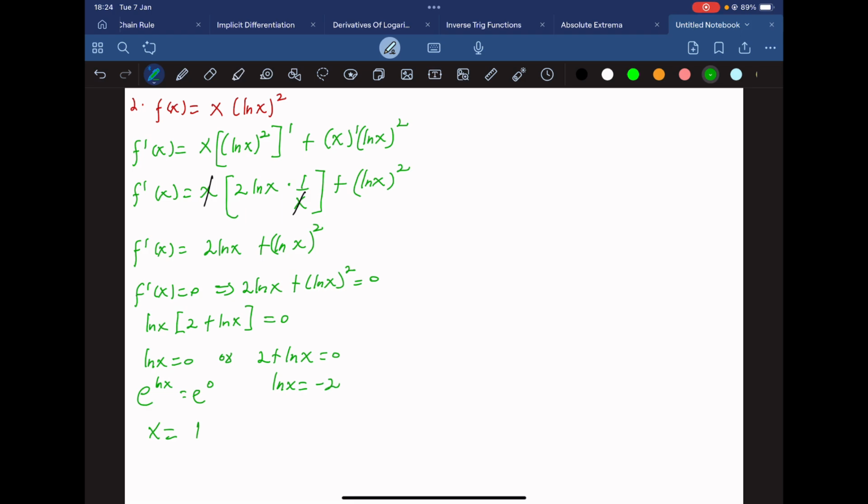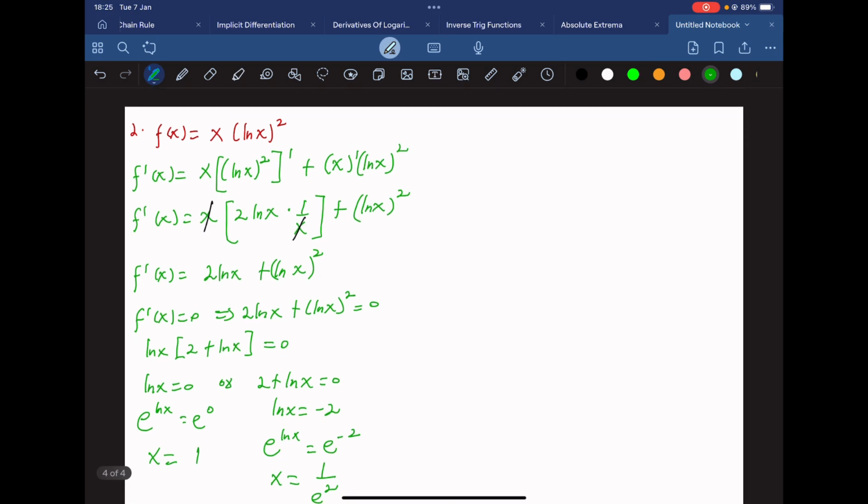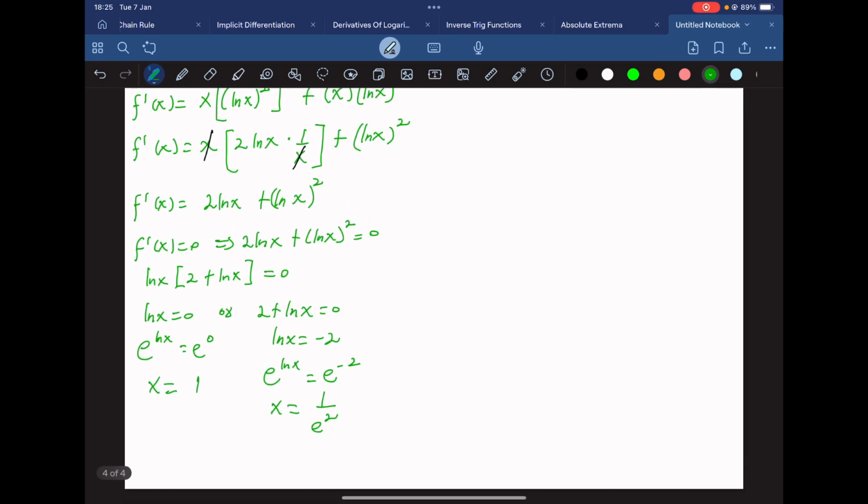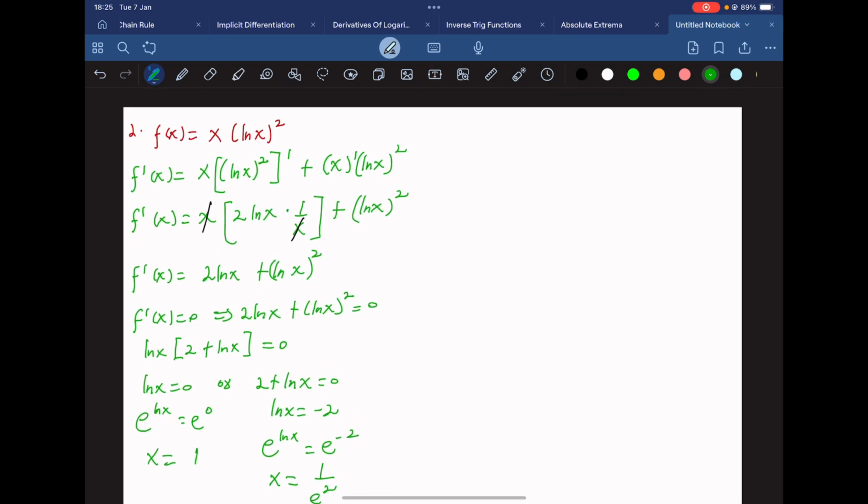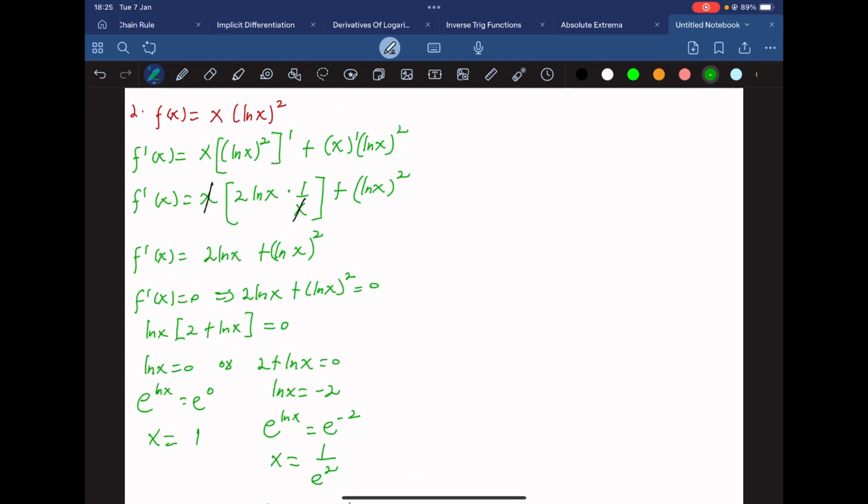And to find x, again, we do the same thing by introducing e. So we have x is equal to e to the power negative 2, which is the same as 1 over e squared. So our critical points, so we have 2 critical points. So critical points are x is equal to 1 and x is equal to 1 over e squared. I hope this process is clear enough.